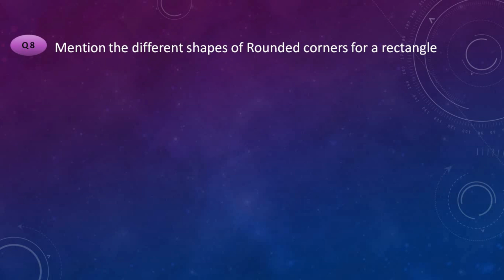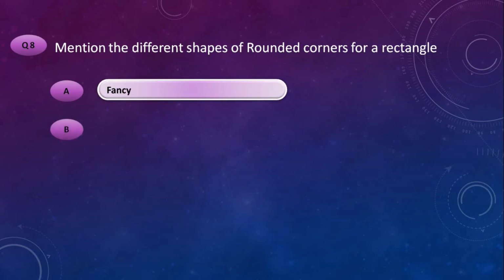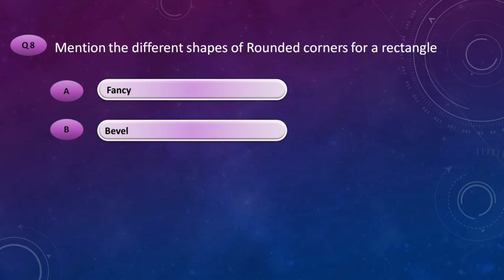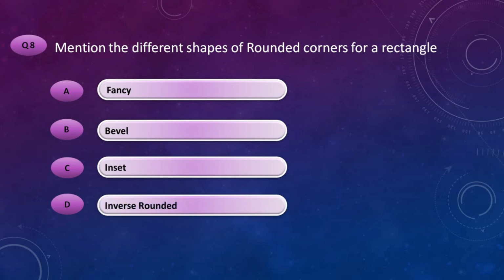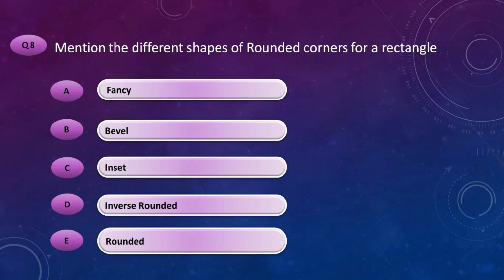Next question, mention the different shapes of rounded corners of rectangle. We have fancy, bevel, inset, inverse rounded, and rounded. The different shapes of rounded corners are fancy, bevel, inset, inverse rounded, rounded.